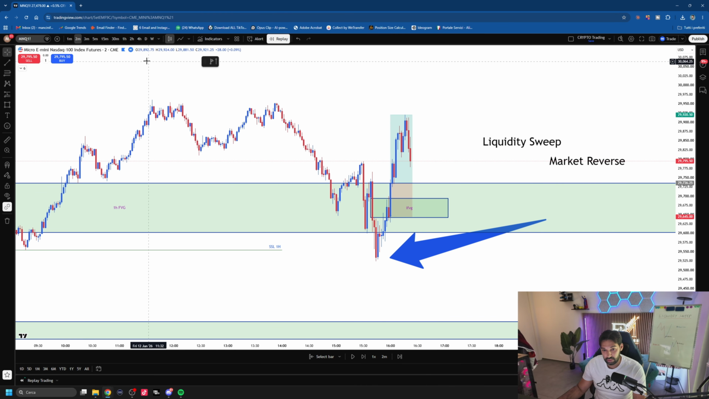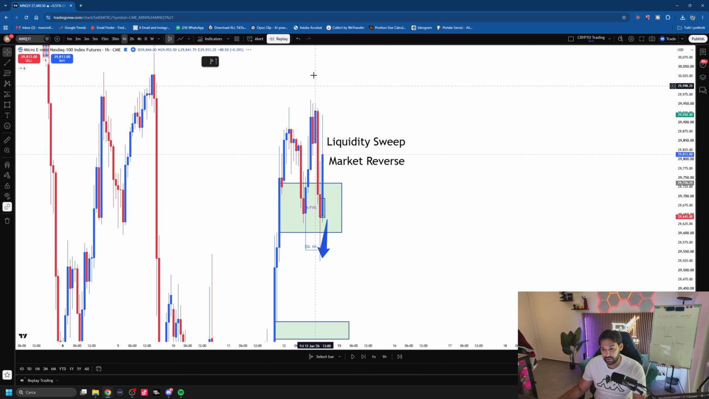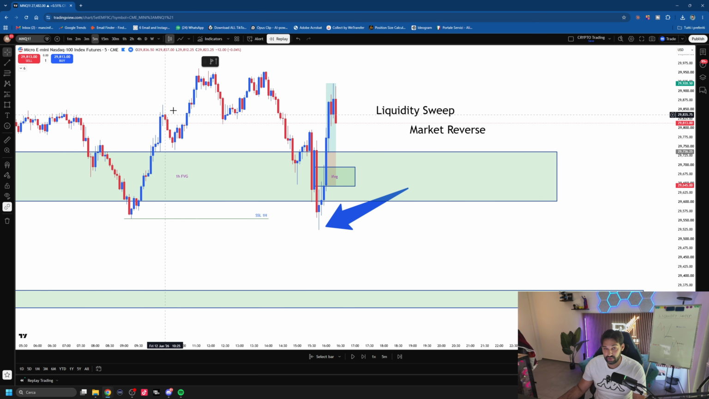So you go to the higher time frame, you mark your previous high, previous low, or sell side liquidity or BSL, and then you wait for the price to visit this area. Once the price visits this area, if the price breaks through and then shows any sign of reversal with all the confluence that you have, then you can certainly take a trade towards the opposite market direction.